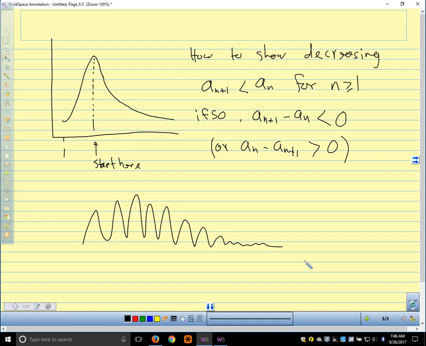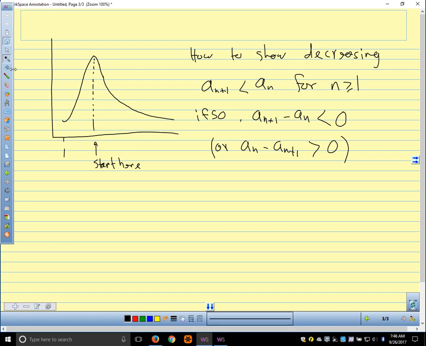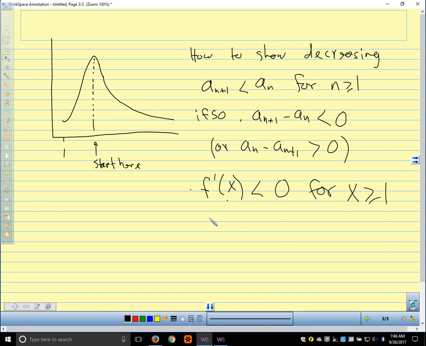Yeah. Could you just take the derivative of the function? That's the other way, and it's usually the easier way with the integral test. Depending on the function, sometimes it's a little tricky. You have to do a little tricky math. You could say f prime of x is less than 0 for x greater than or equal to 1. So you can take the derivative and show that the derivative is always negative. That would show you that your function is decreasing.